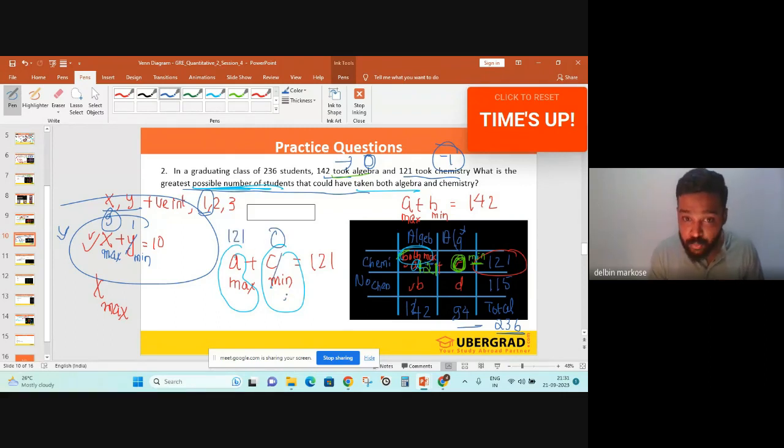You can think of C as 1, but then it will be 120. But that's not the case. They are talking about the minimum value, that's 0, so it will be 121.